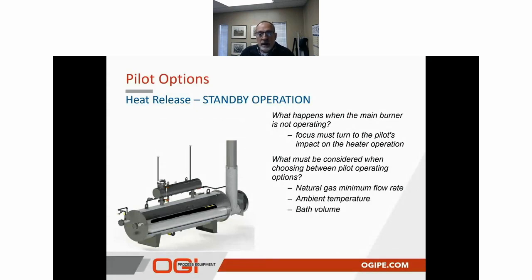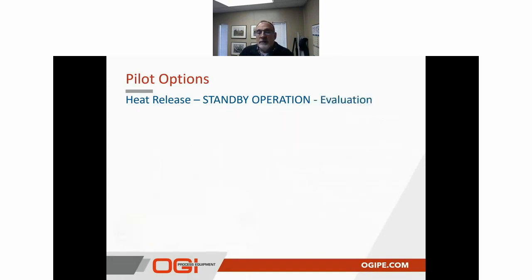So in this case, what we understand now is that in evaluating the losses that we have through the heater, we must consider the natural gas minimum flow rate, the ambient temperature, and the bath volume. So these are all things that will impact the ability for the pilot to be maintained on a standing or continuous basis, or do we need to seek alternate conditions or alternate pilot options? So what we'd like to do is take a look at evaluating that standby condition.